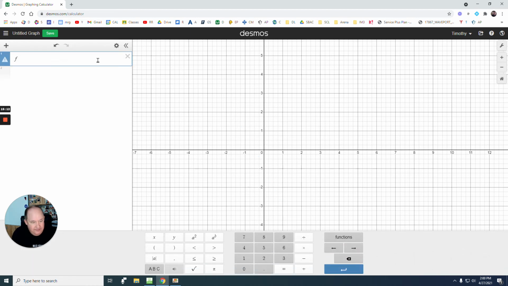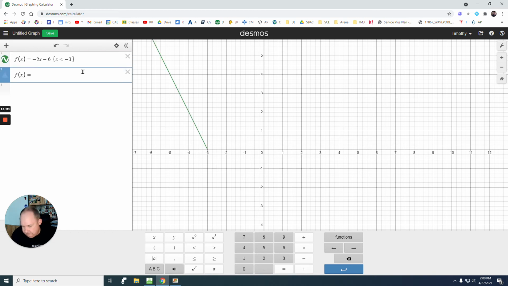So I'm going to write the next one. When I do this piecewise, I'll just write them as two different boxes. So negative 2x subtract 6. Use these fancy parentheses, and then go x is less than negative 3. And then the second one, f of x equals negative x subtract 3. And again, use fancy parentheses. x is greater than or equal to negative 3.